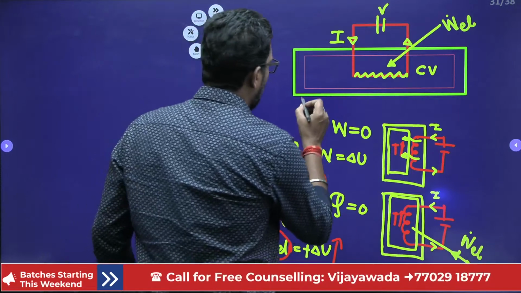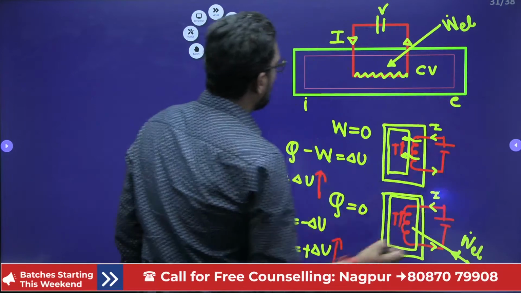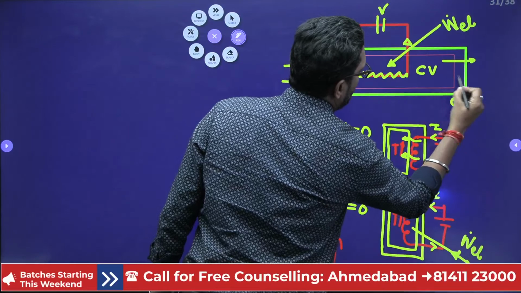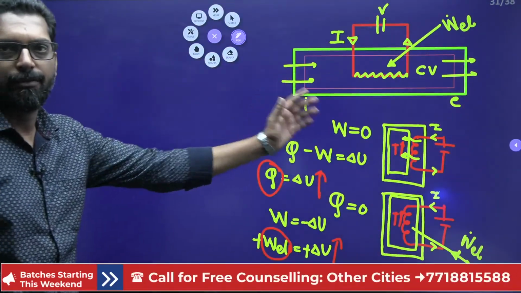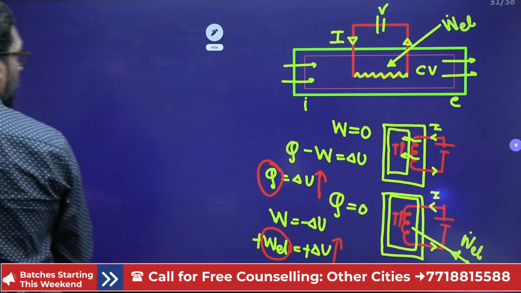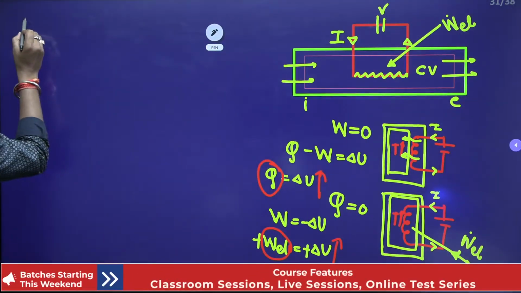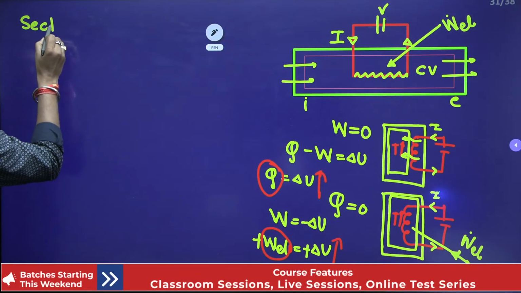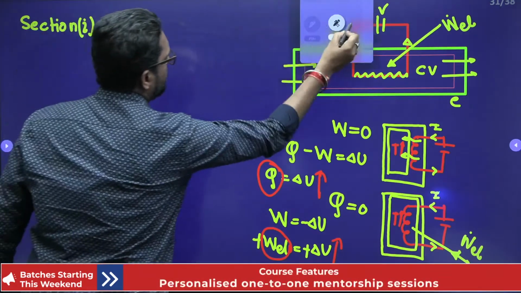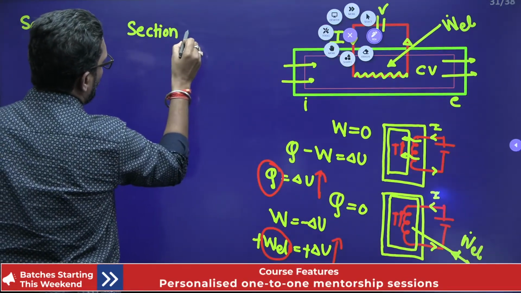Okay. So this is our inlet section, and this is our exit section. The fluid comes in here and exits here. Now, something is given: the inlet section is section I and the exit section is section E. One inlet, one exit.